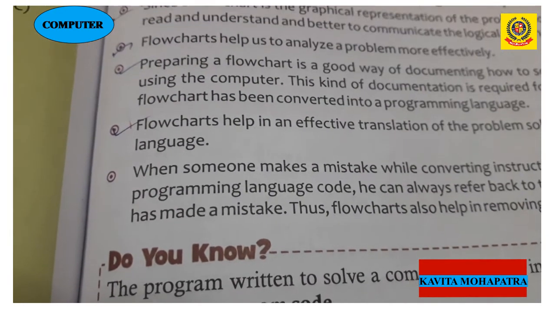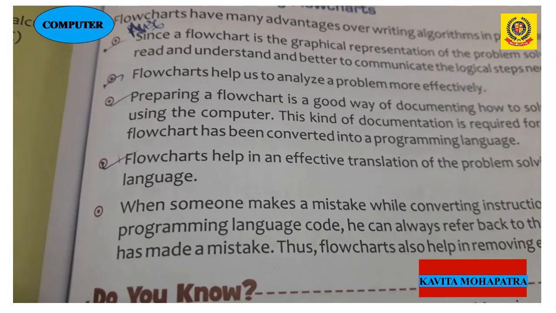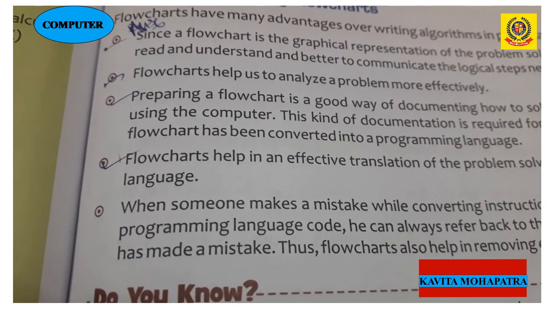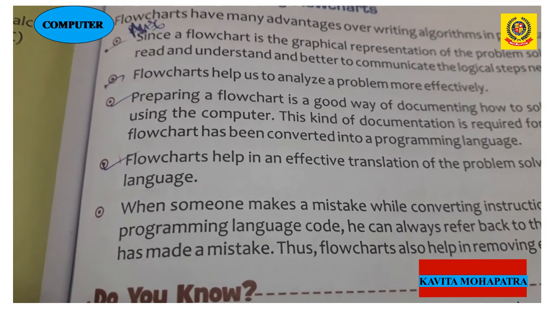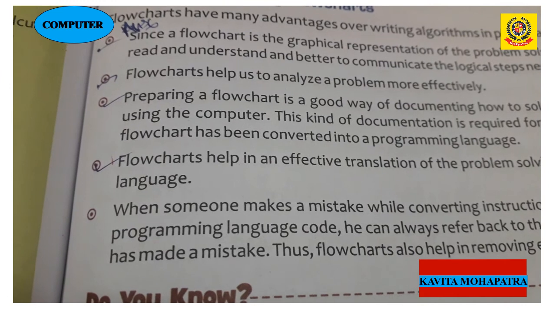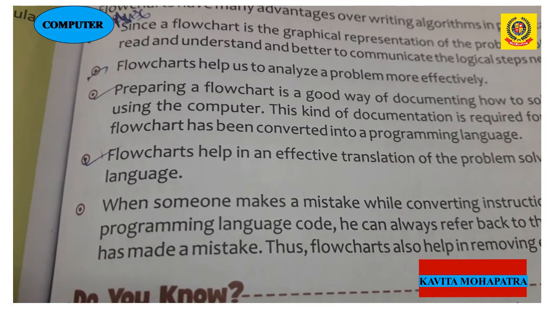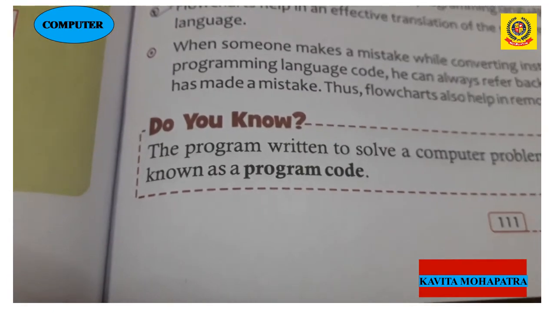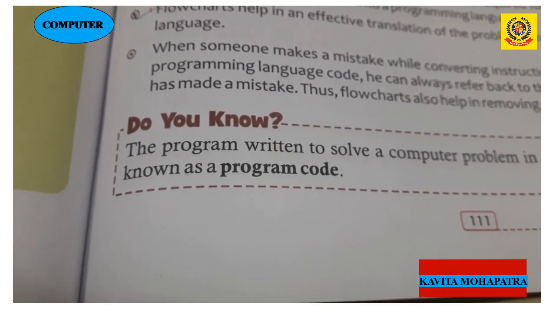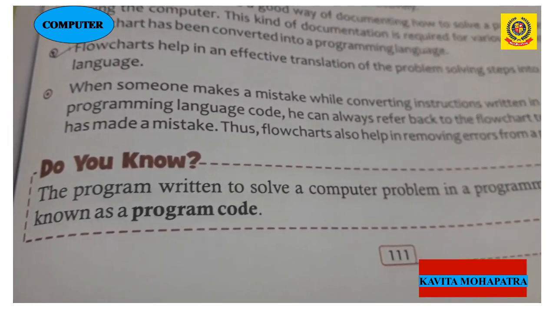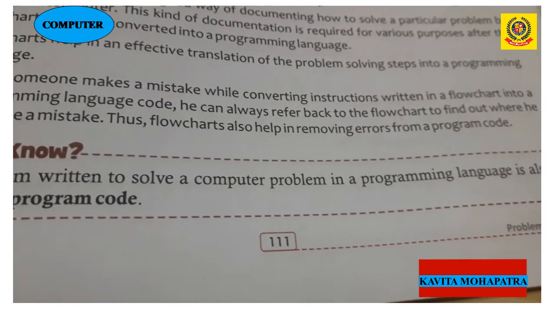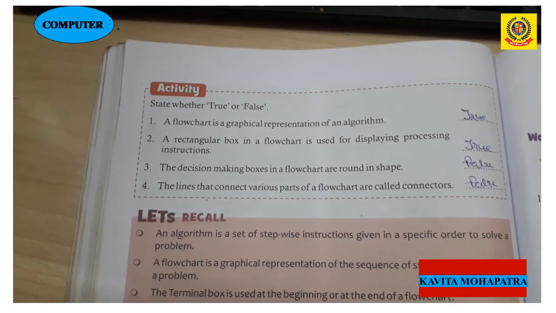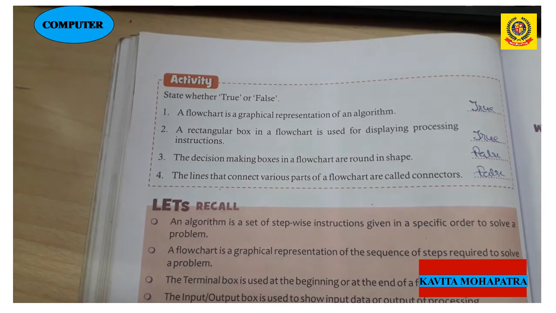Next, when someone makes a mistake while converting instructions written in a flowchart into programming code, he can always refer back to the flowchart to find out where he has made a mistake. Thus, flowcharts also help in removing errors from the programming code. So what is a program? Do you know? The program written to solve a computer problem in a programming language is also known as programming code.